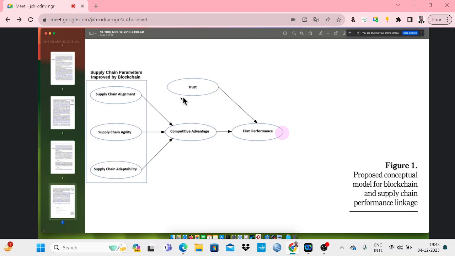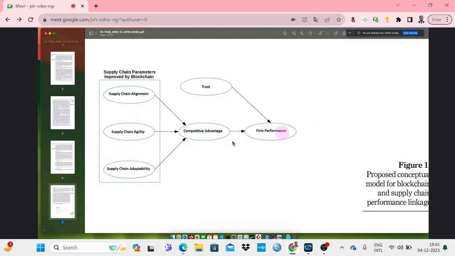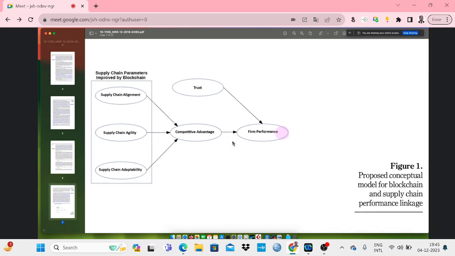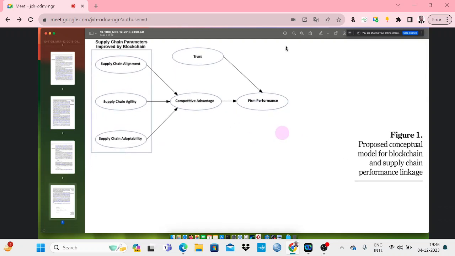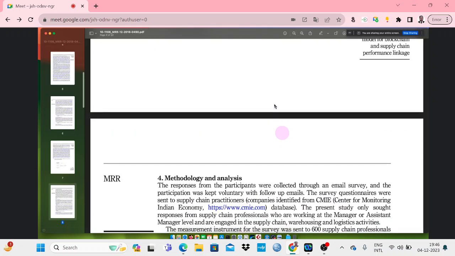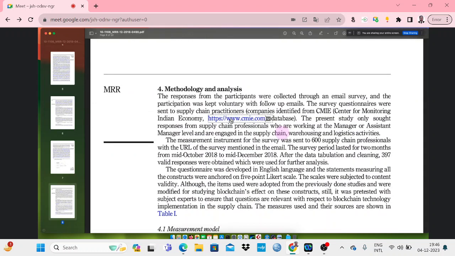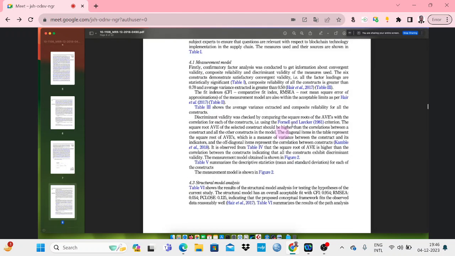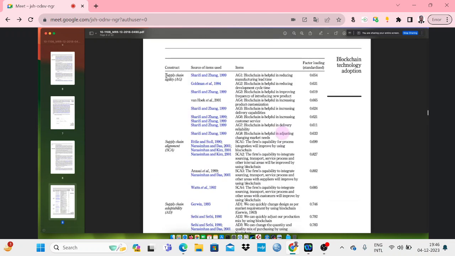And trust generated by all these blockchain type technologies will also increase the fund performance. So this was our model, and we wanted to test this model, and we collected the data from industry managers by sending them questionnaires over the email. We have mentioned all this in detail in the methodology section. So these are the questions that were used for measuring all these constructs.